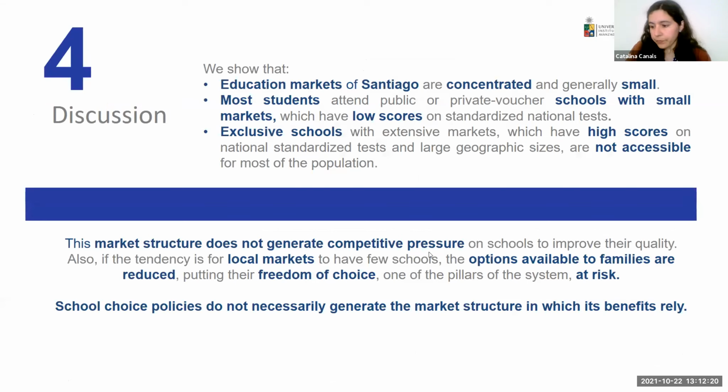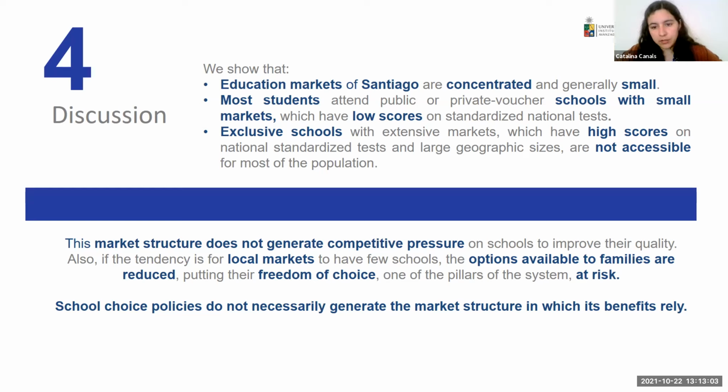So as a discussion of this analysis, we found that the educational markets of Santiago are concentrated and generally small. We also found that most students attend public or private voucher schools with small markets that have low scores on standardized national tests. We also found that the group of exclusive schools with extensive markets, the ones with the highest test scores, are not accessible for most of the population because they are the most expensive group, and also they are not as geographically dispersed as other groups.